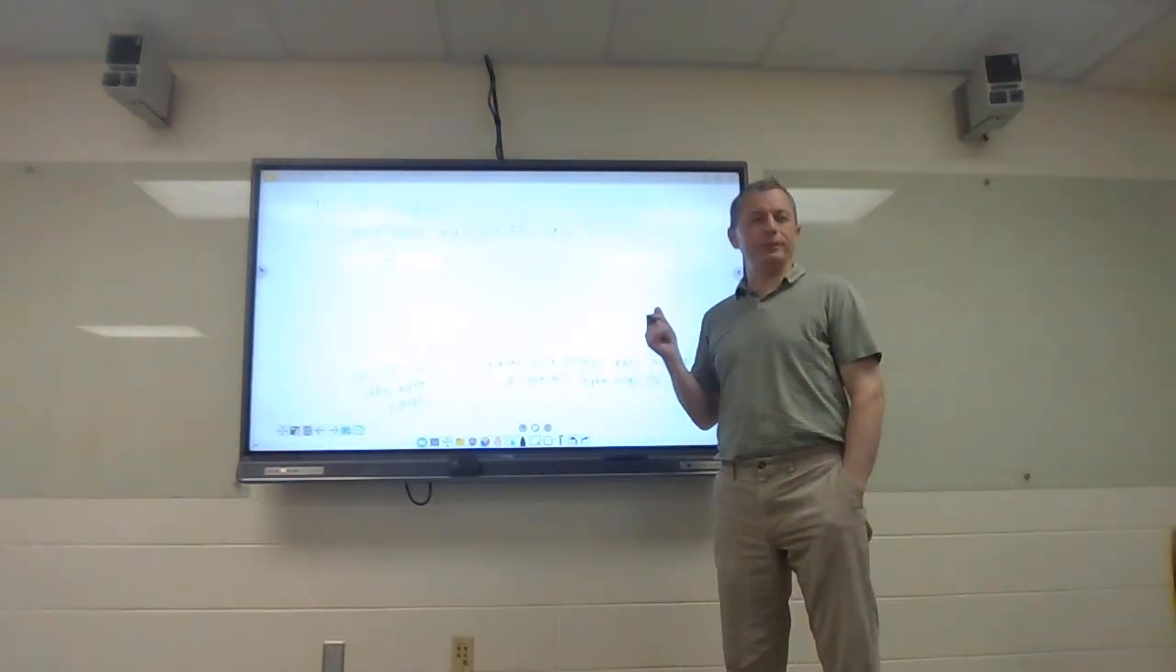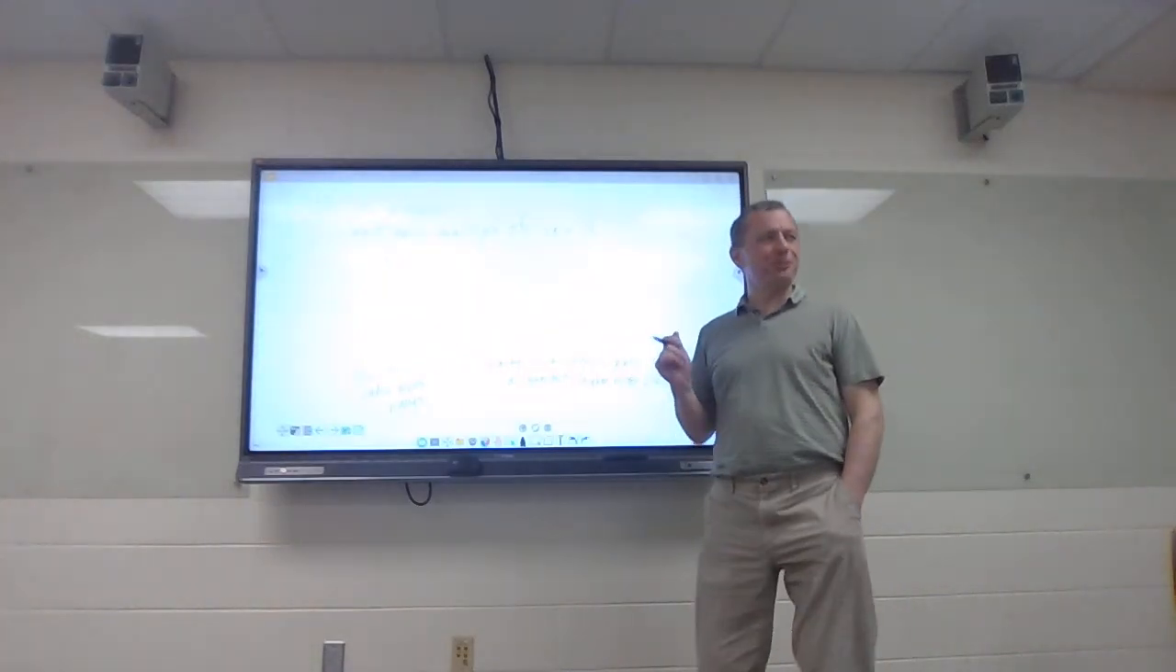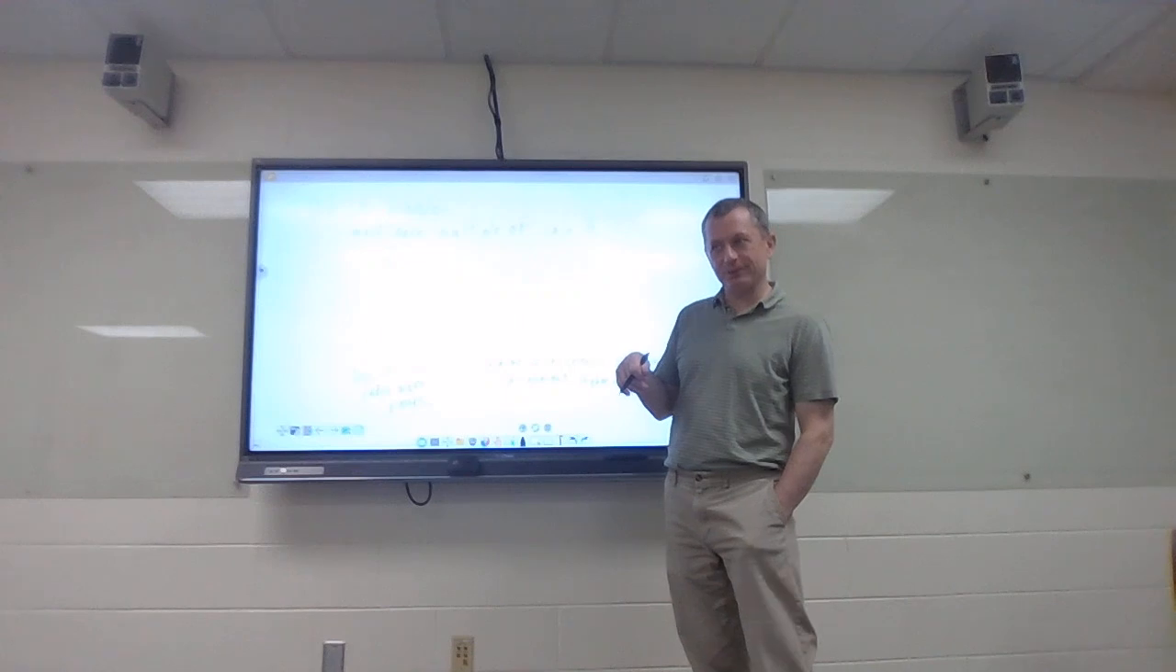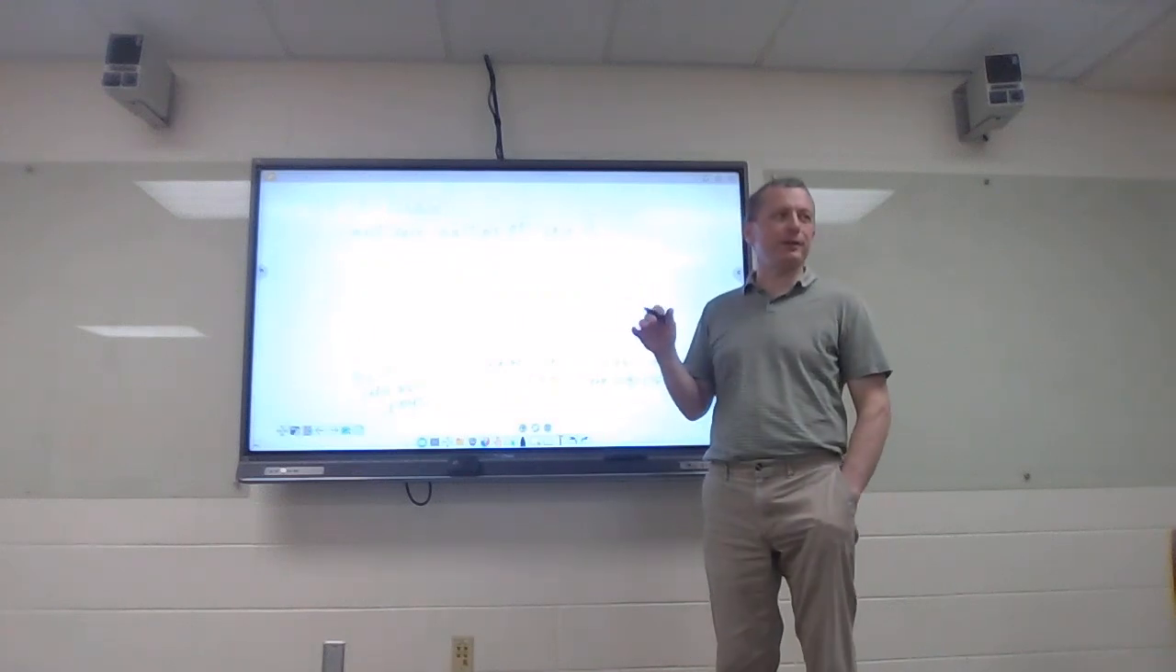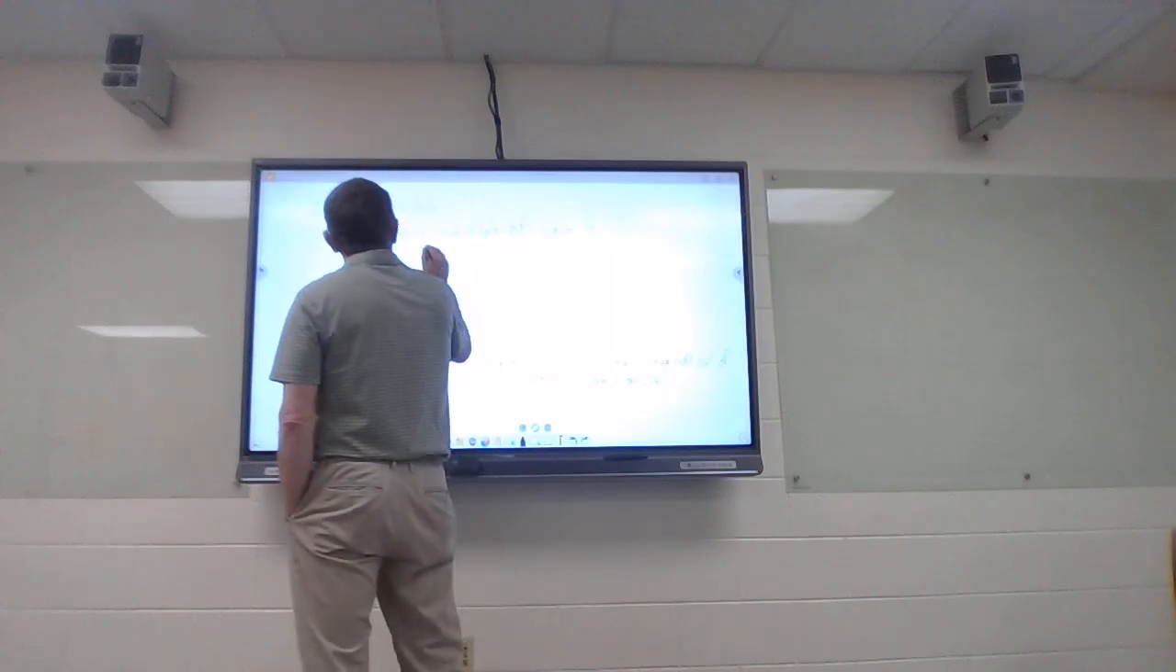By the way, deuterium is pretty weak, which is why we put deuterium in our NMR solvent, because it won't show up in our proton NMR.